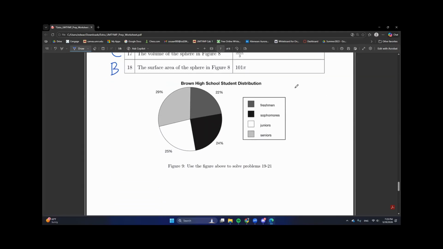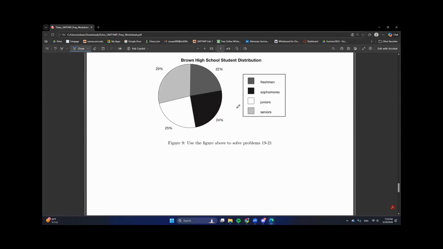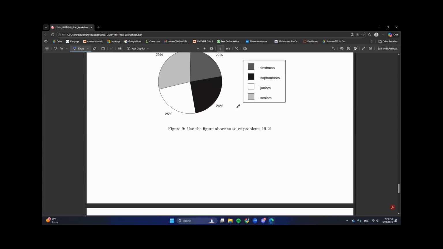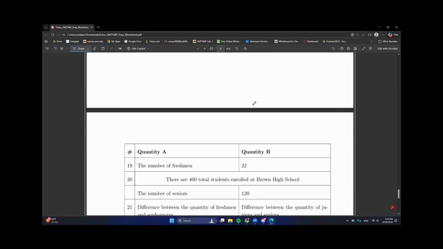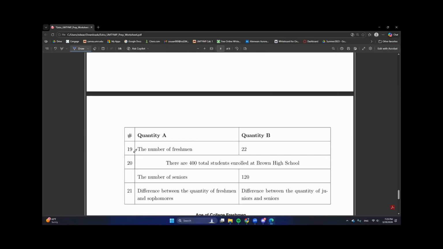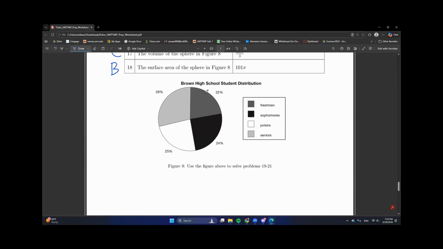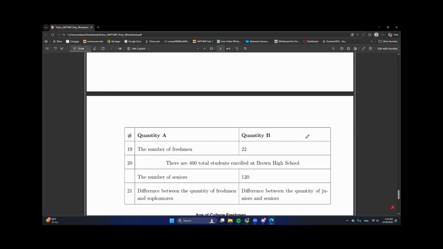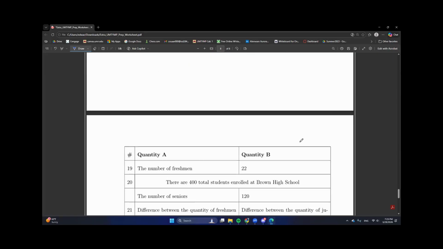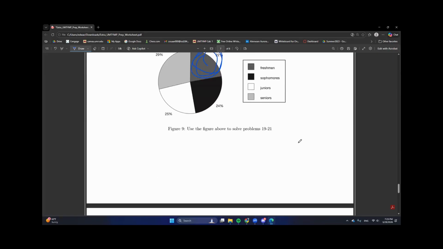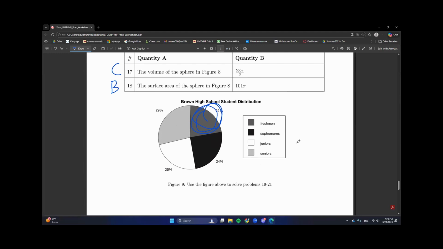Now we have the distribution for Brown High School, and this is a pie chart. So hopefully you guys paid attention to our lectures so we can easily solve this problem. For question 19, we want to find the number of freshmen, or 22. Freshman is this gray area right here, and 22% of the students are freshmen.